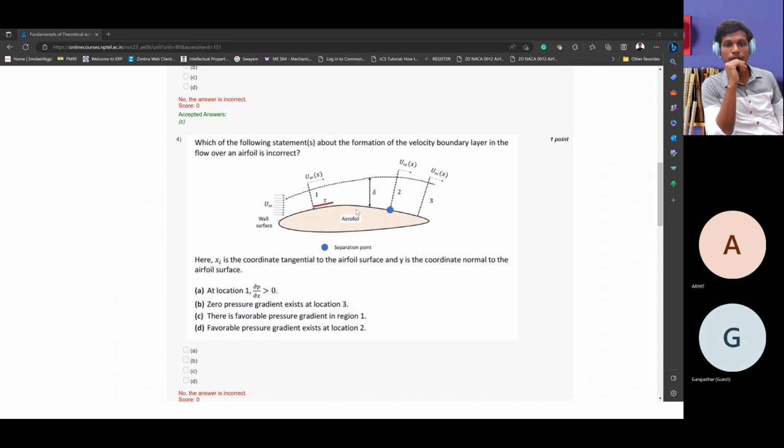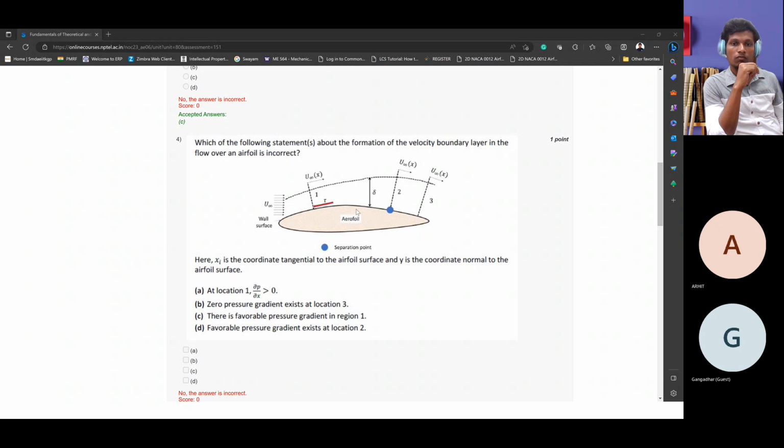Okay, let me read the question. Which of the following statements about the formation of the velocity boundary layer in the flow over an airfoil is incorrect? Here, xi is the coordinate tangential to the airfoil surface, and y is the coordinate normal to the airfoil surface. At location 1, dp/dx is greater than 0.